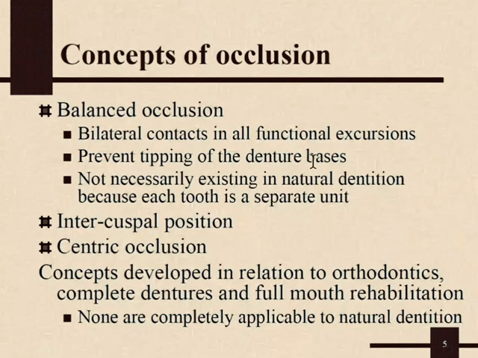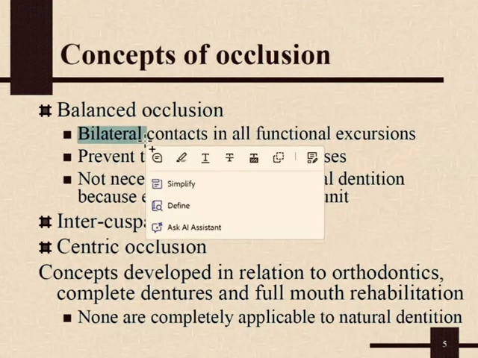Now, balanced occlusion can be either unilateral or bilateral. The unilateral balanced occlusion is an occlusal relationship in which the posterior teeth on one side contact when the jaw moves to that side, so these contacts are balanced. But the balanced occlusion that we use in dentures is called bilateral balanced occlusion, in which all posterior teeth on both sides, the working side and the non-working side, work simultaneously on the side of balance, on the balancing side. Okay.